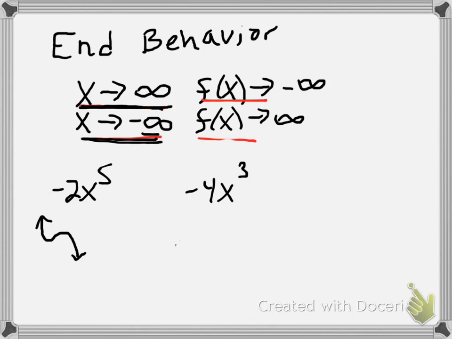Okay. So just remember, the highest exponent being odd means they're going to go in opposite directions. The number in front of it basically tells you whether it's starting up high and then going low, or starting low and going high. Okay. So hopefully that helps with that.